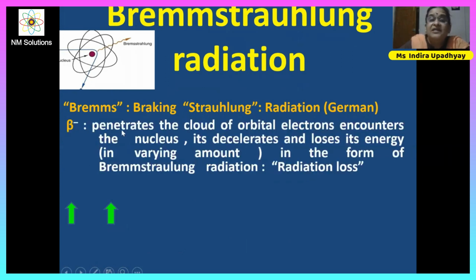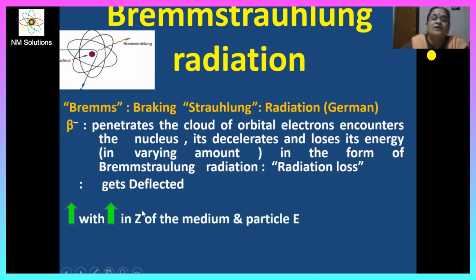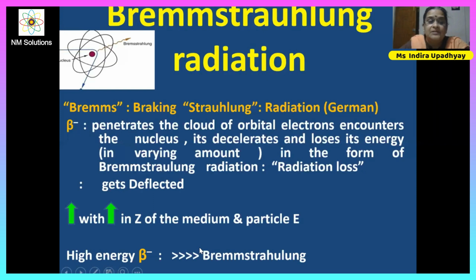Mostly beta minus radiations penetrate the cloud of the orbital electrons, encounter the nucleus, decelerate and lose their energy in varying amounts in the form of bremsstrahlung radiations. They get deflected because of the attraction towards the positively charged nucleus. These bremsstrahlung radiations increase with the increase in the atomic number of the medium and the particle energy. That means high energy betas can produce more and more bremsstrahlung radiations.